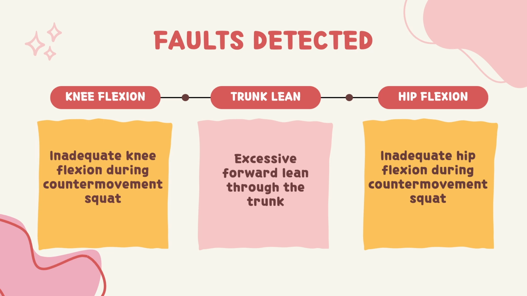She did have quite an excessive forward trunk lean, which would have shifted the center of mass ahead of the base of support, which directs the force less efficiently and compromises the force direction and production.